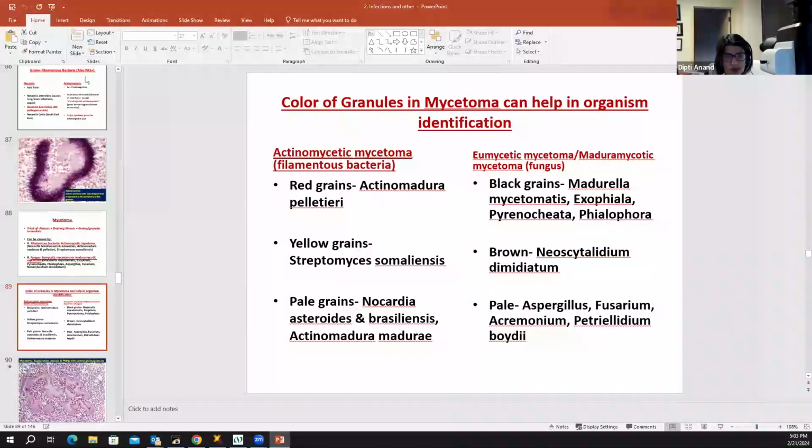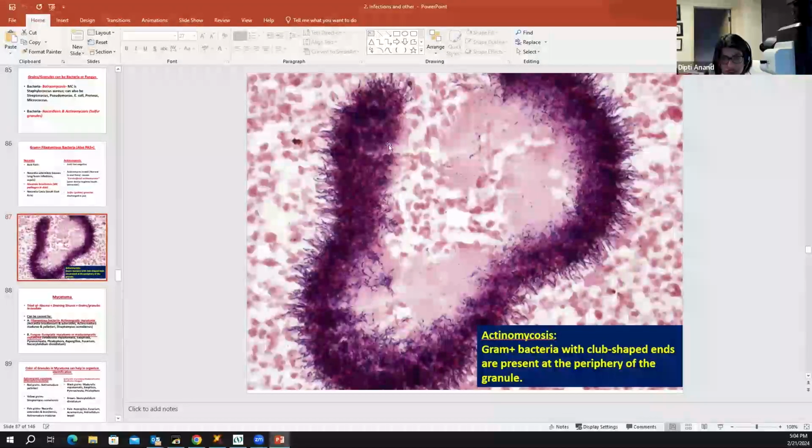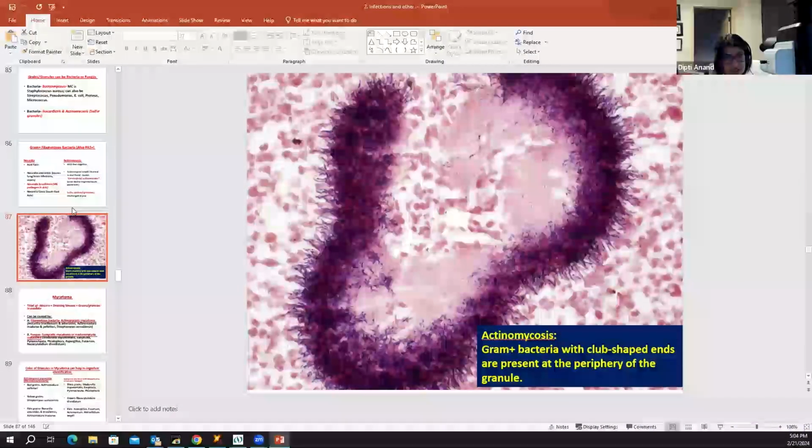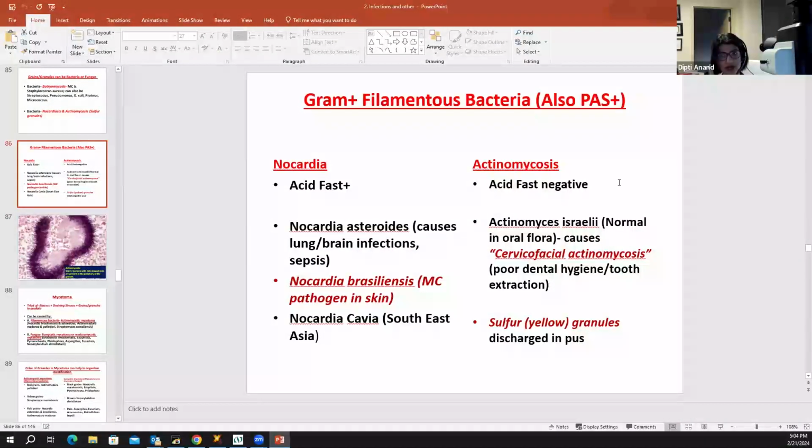Some of the other uncommon infections which I did not cover, which they like to ask you about, is actinomycosis. These are gram-positive bacteria, and they produce again these club-shaped structures. This is a classic slide for actinomycosis. And they can ask you the difference between Nocardia and actinomycosis.